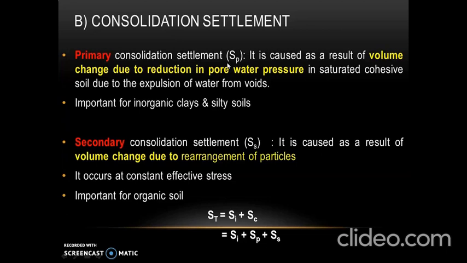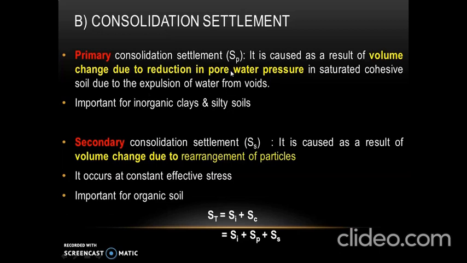Primary consolidation settlement is denoted by SP. It is caused due to volume change which results by the reduction in pore water pressure in saturated cohesive soil due to expulsion of water from voids. Under immediate settlement, we saw that air is removed from the cohesionless soil, that is sand, whereas primary consolidation settlement is observed in cohesive soil, that is inorganic clay or silty soil.